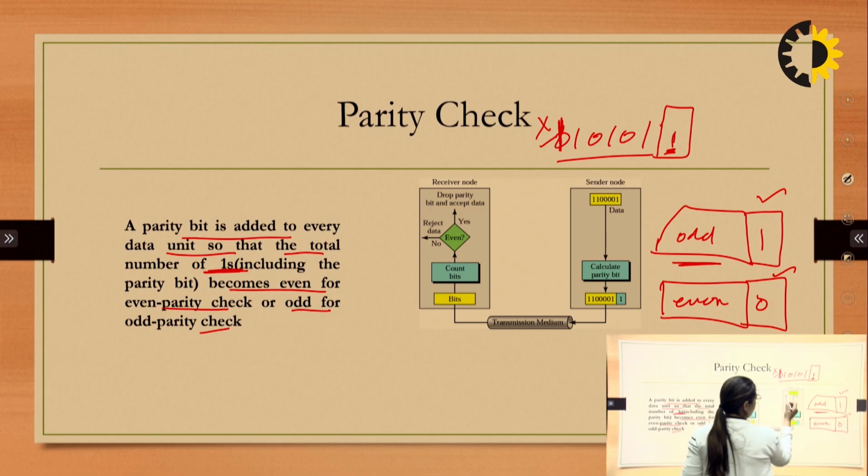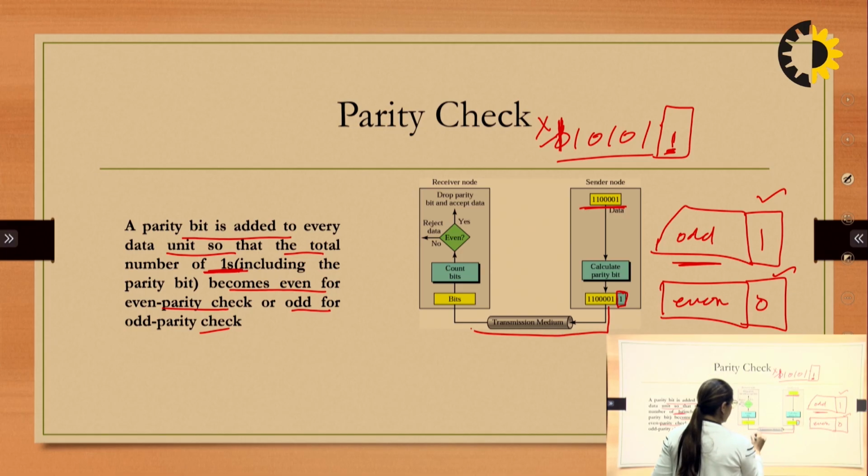Similarly, you can see here, this is the data which is sent by the sender node. Now it will see there are 3 ones, so we will add 1 here, right? And then this data will be sent to the receiver. Now the receiver will count the bits and check that there should be an odd number of ones. But if there is an even number of ones, then it will reject it, otherwise it will accept it.